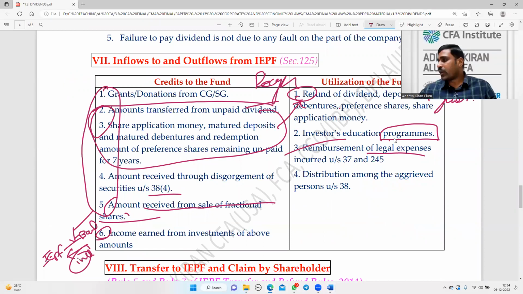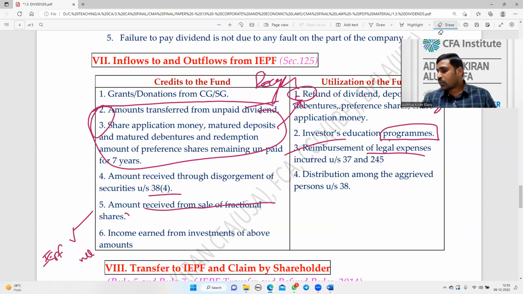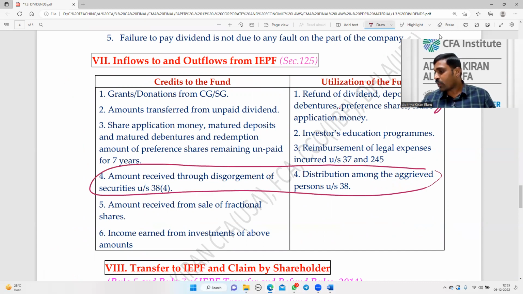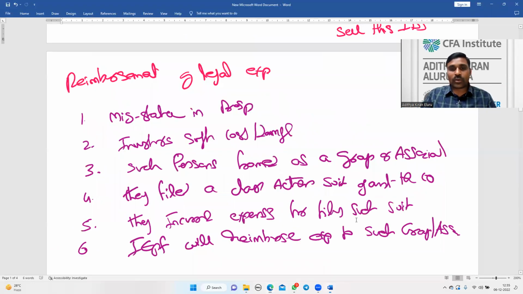And next, this point comes. Whatever the amount received from one shareholder who committed the fraud, that amount will be paid to the persons who suffered because of the fraud. So these both are interlinked. What is this point? Fraudulent shareholder to the company. So the fraudulent shareholder will pay that amount to the company.